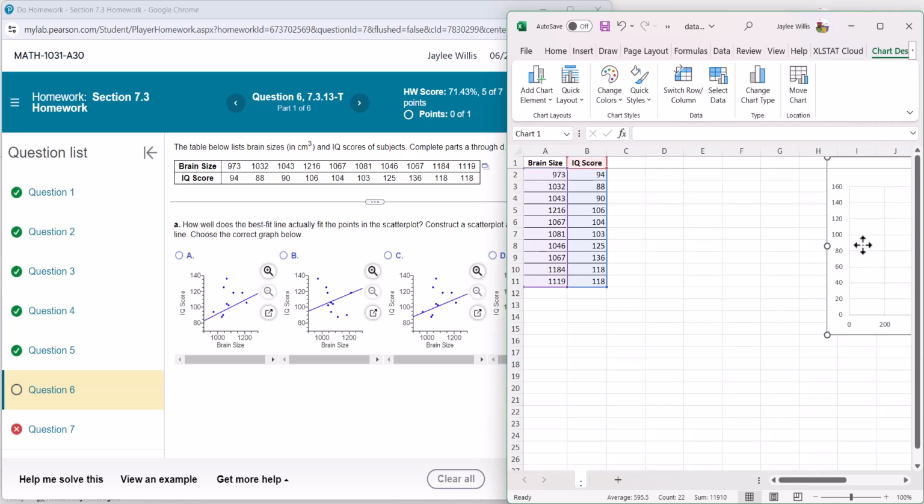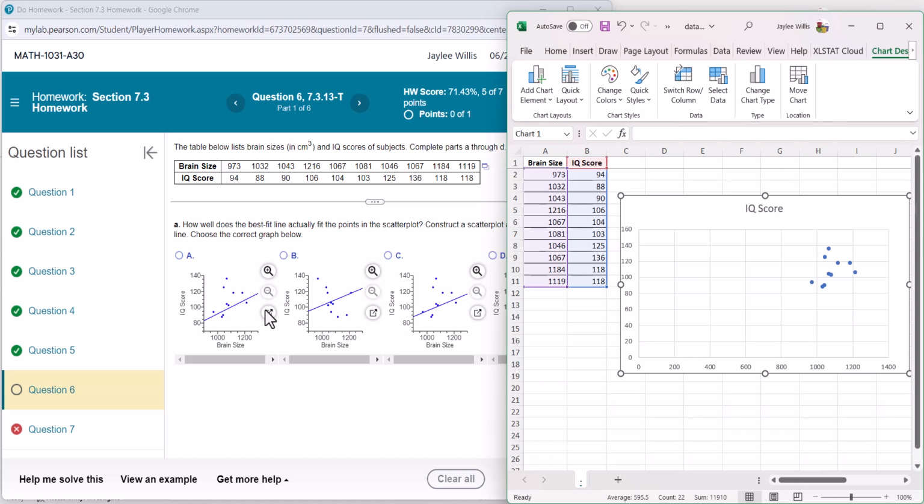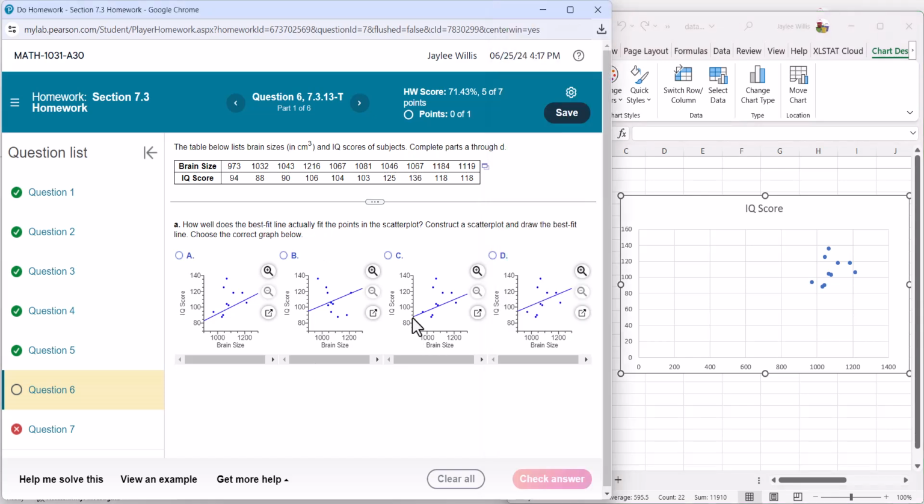Now, the scale of the scatter plot may be slightly different than what's displayed here, because you can see here these axes don't start at 0. So essentially, it's just kind of like a zoomed in version of this.